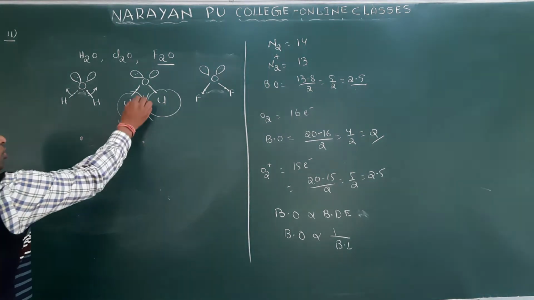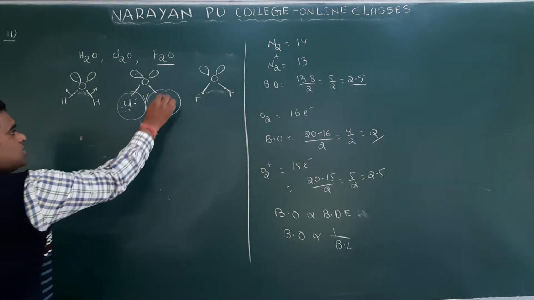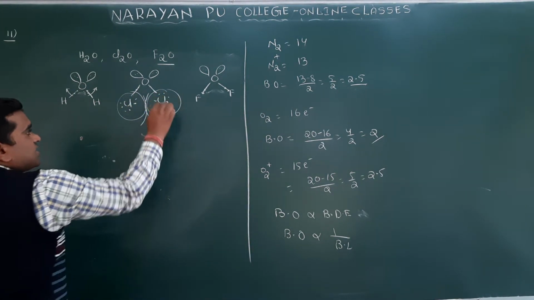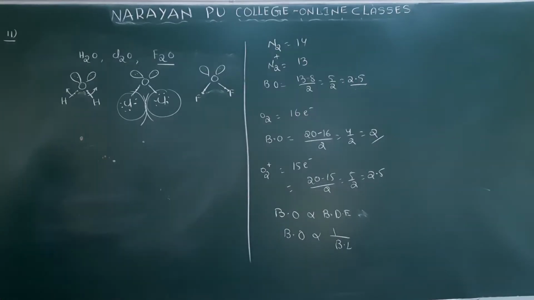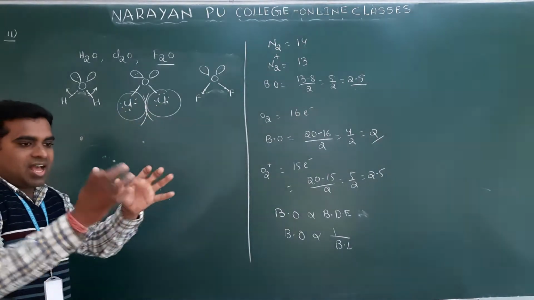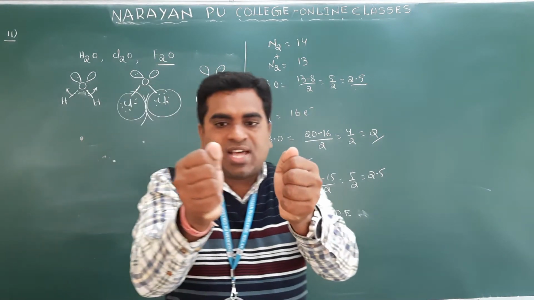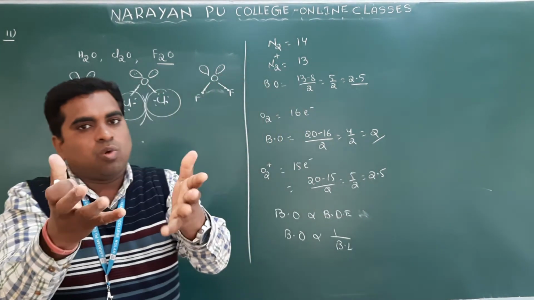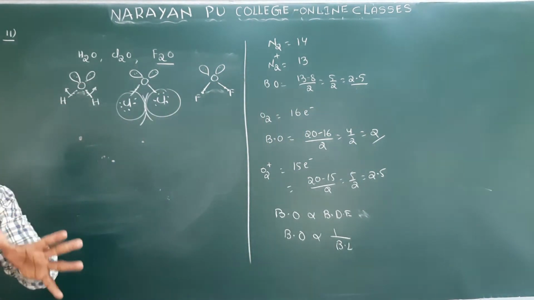Why? Because this chlorine atom has 3 lone pairs of electrons, and this chlorine atom is also having 3 lone pairs of electrons. What will happen here? They are bigger in size, and bigger in size means they are coming close. When they are coming close, what will happen? There will be more repulsions.